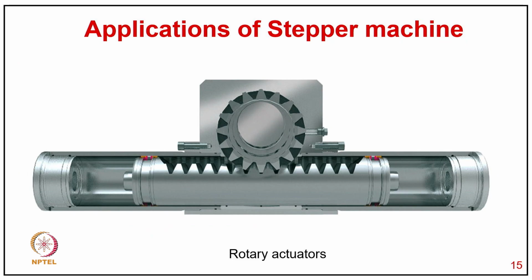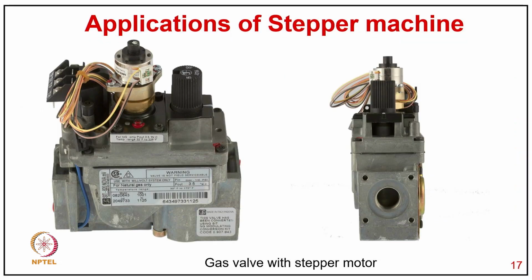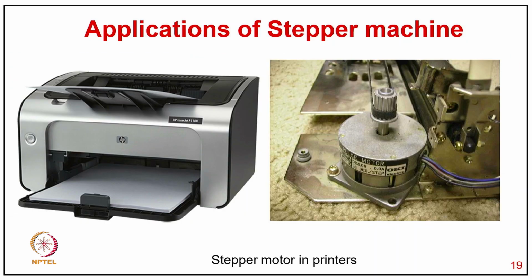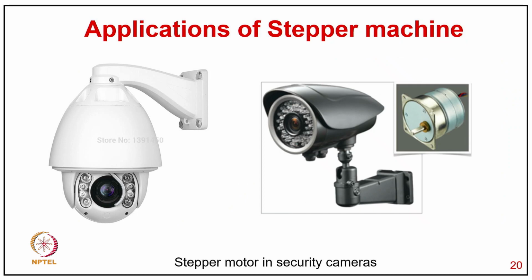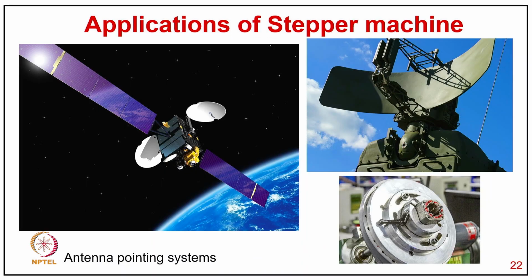Then rotary actuator, then the goniometer for a precise angle measuring device, and then telescope angle control. Then the gas valve with the stepper motor, then stepper motor in the disk drive, then stepper motor in printers, then in security cameras, then in slot machines, then application in antenna pointing systems.